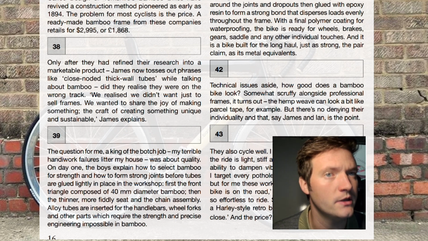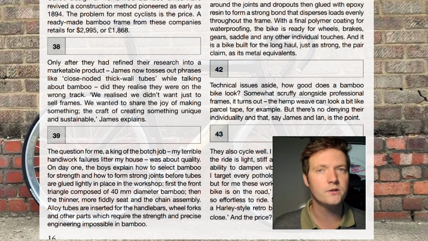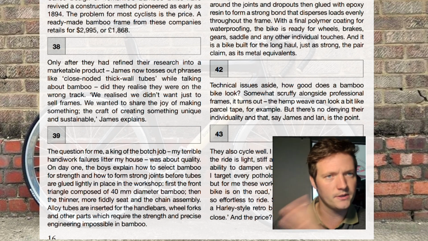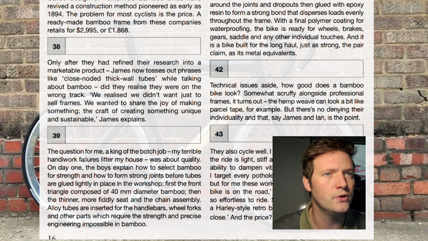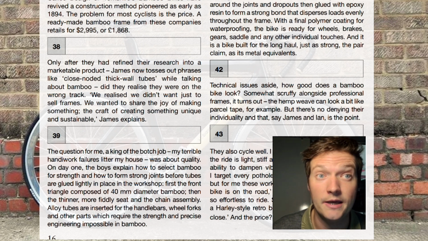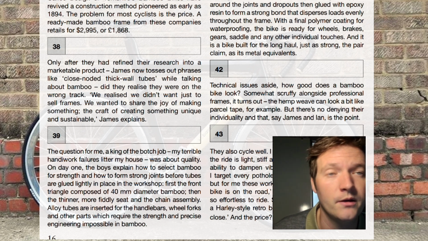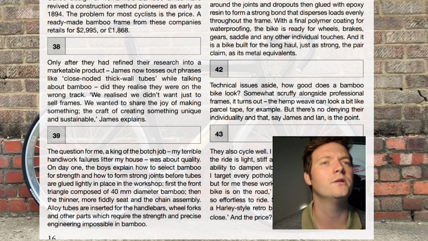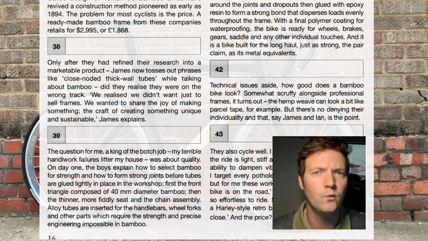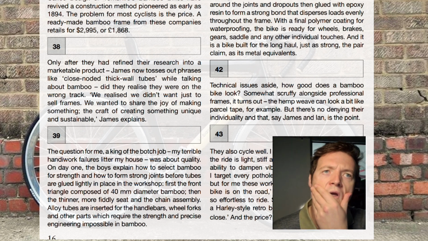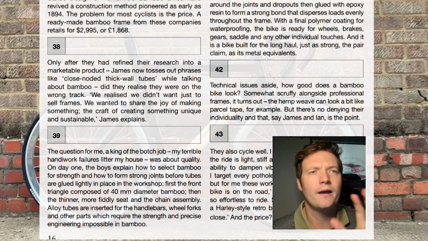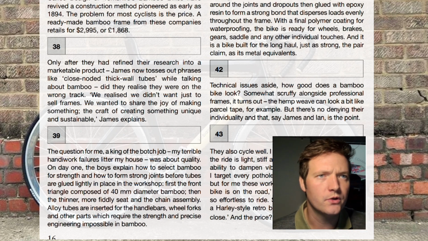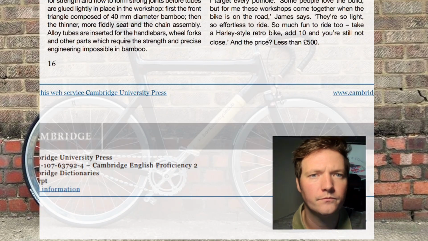And here's an interesting thing after 42, after the gap. Technical issues aside, so technical problems aside, how good does a bamboo bike look? So it sounds like at the end of whatever comes in the missing part in 42, describes some kind of technical problem that one might have with the bike. And before the gap, they're talking about how the bikes are strong. You don't need to worry, they're strong.